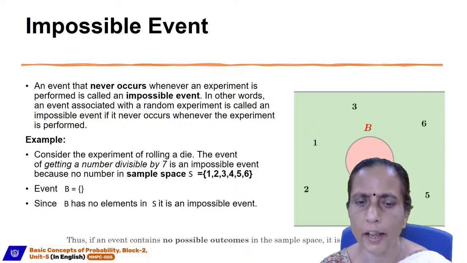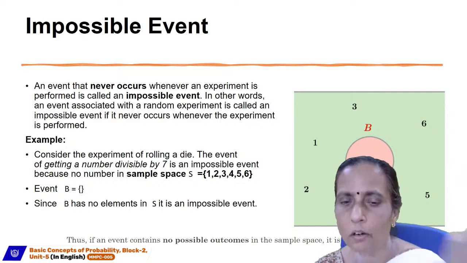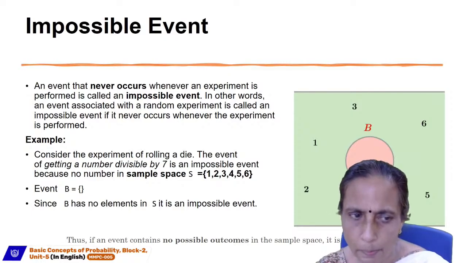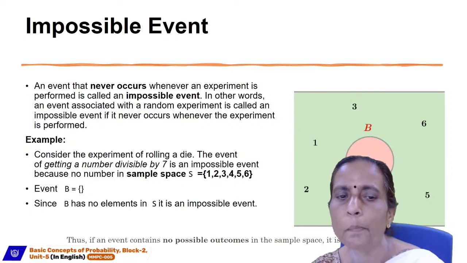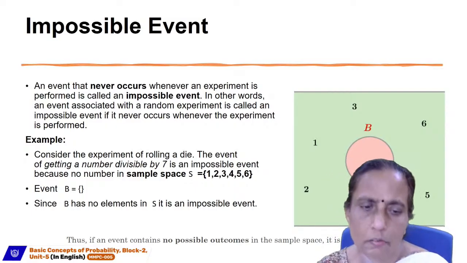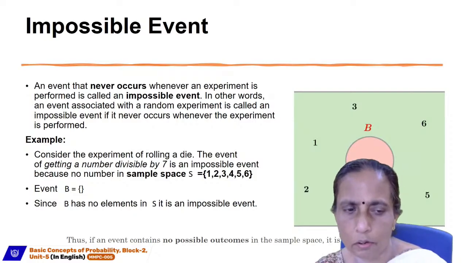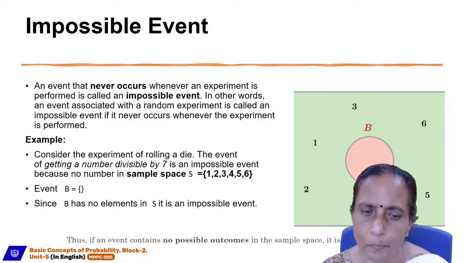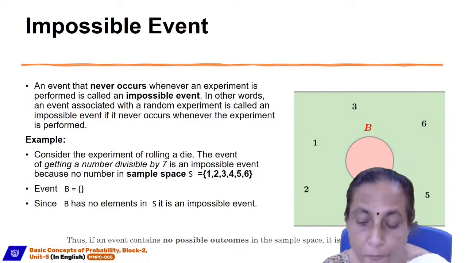Whenever I roll a die, I will get either 1, 2, 3, 4, 5, or 6. If I ask for the outcome of getting a number divisible by 7, then my event will contain no number. No element in B is divisible by 7, so it is an impossible event. If an event contains no possible outcomes in the sample space, it is an impossible event, and we represent that by using the empty set.